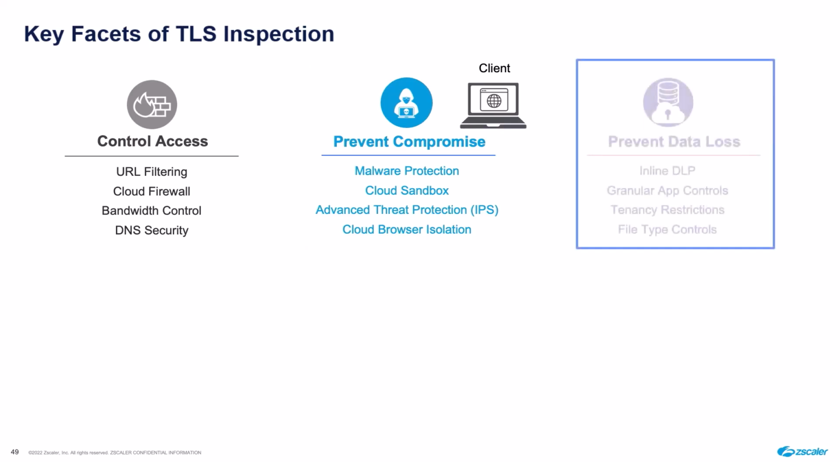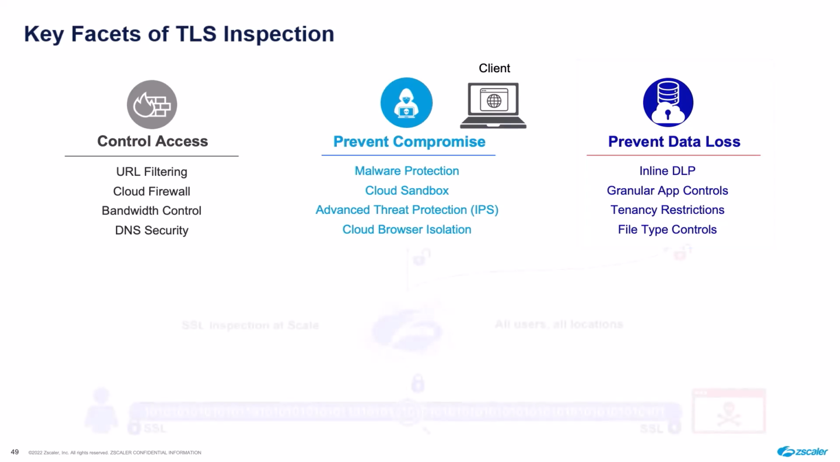And then there's the data loss or the data protection side. Inline DLP means scanning the payload that's coming from the client to make sure that nefarious users or accidental users are not leaking data out to the internet. Being able to provide granular application controls, not just on the FQDN, the URL that's being accessed, but across the entire URI that's being connected to. And that enables us to do things like tenancy restrictions, restricting a user to a specific Office 365 tenant, to enable us to allow policy based on the file type that's being downloaded and control that. And that might also flow towards the sandbox controls as well.